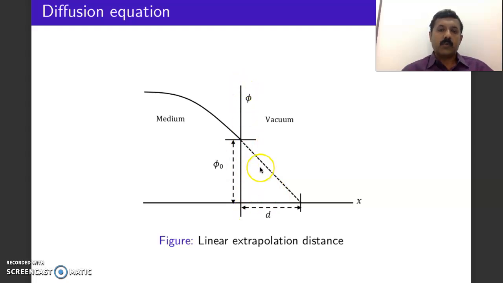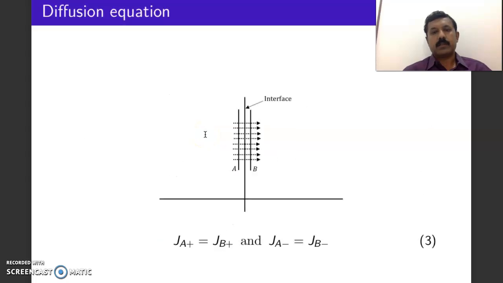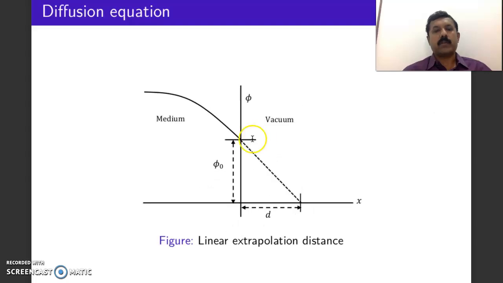This is when you have two media, and that is when you have one medium and vacuum. When you have two media, then the flux will continue, so that is given by this kind of representation. But when you have a medium and vacuum, we assume that the flux will become zero at the linearly extrapolated distance.